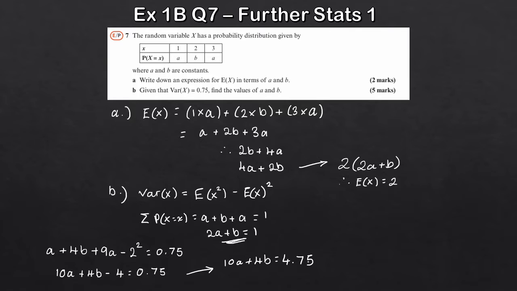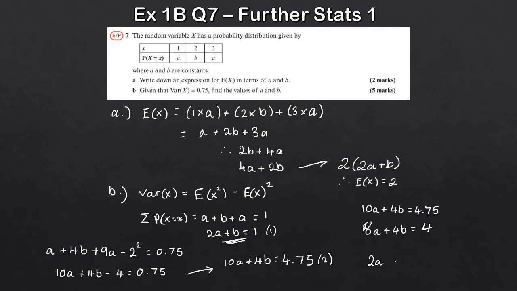Now we need to solve simultaneously, just like we've done with the previous one. When you're doing discrete random variables, a lot of the time you're going to be looking to solve simultaneously. It's a big key to solving these questions. So, notice we had 2a plus b is equal to 1. If I call this equation 1 and multiply it by 4, this is my equation 2. So we've got 10a plus 4b is equal to 4.75, and 8a plus 4b is equal to 4. Because the coefficients of the b match now, we can subtract.